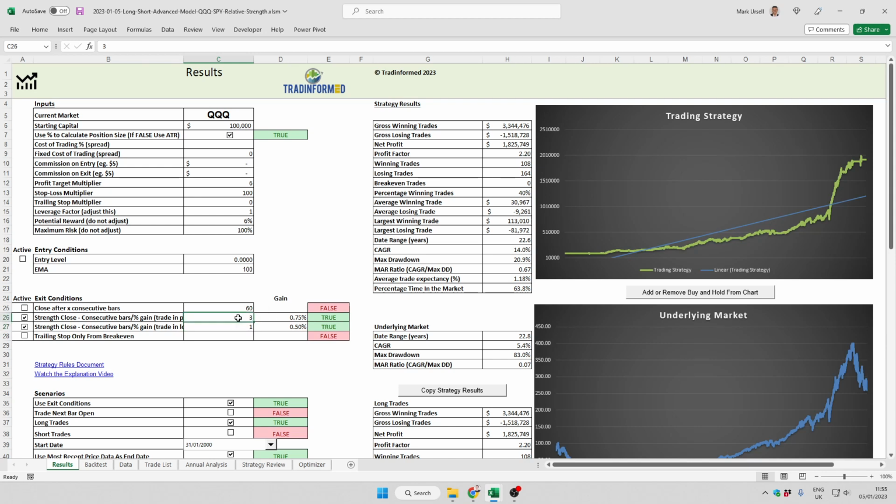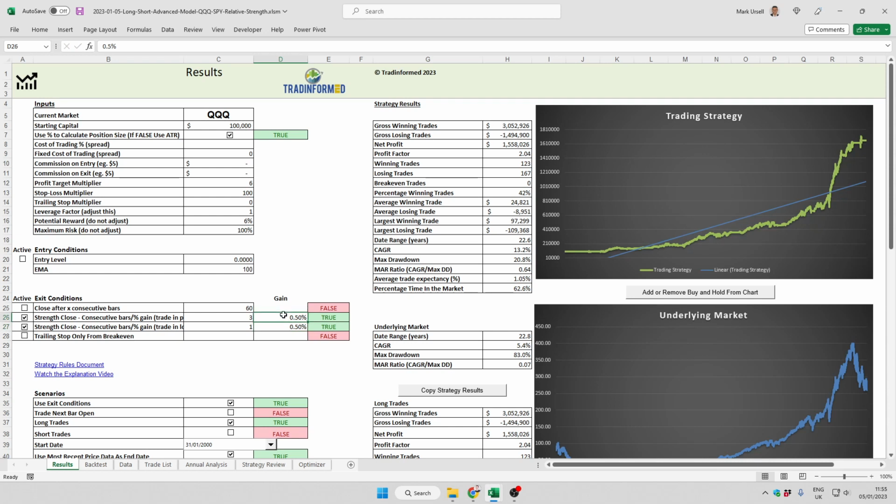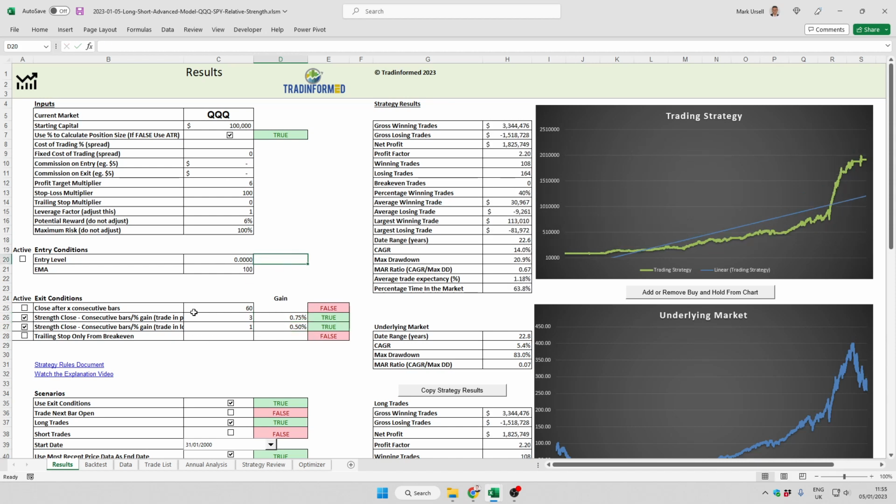So I've set this as 3 consecutive bars of at least 0.75%. And you can play around with these values. They're not fixed. You can see here again how it adjusts the strategy in real time. So I'm using these strength closes to improve the performance of the strategy. They're only effective when the price is moving back in our direction.